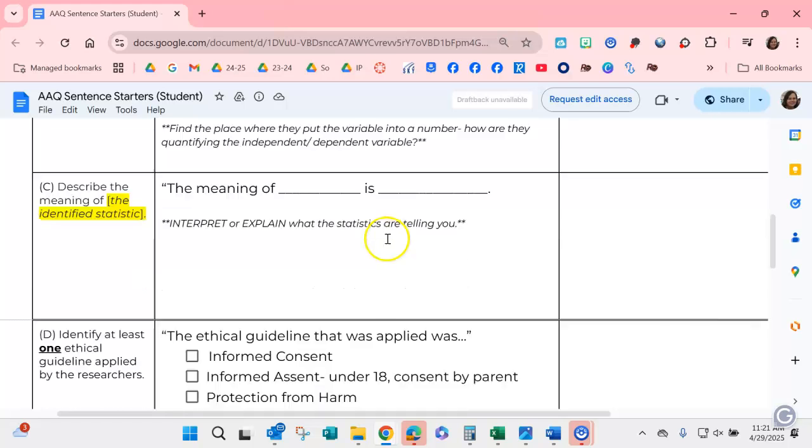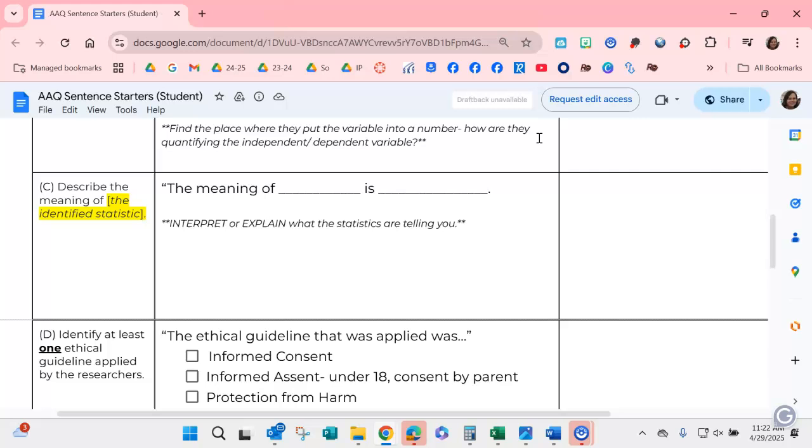The identified statistic one. So this one, it helps to do a definition even if it doesn't actually require it. So let's say they ask, what is the meaning of the mean for hours of sleep in this study? So you could say the meaning of mean is the total number of hours students slept divided by the number of students they studied. And in this study, this many students slept an average of 7 hours a night, whereas the kids who started school earlier slept an average of 5 hours a night. So say, what is that statistic? What does it mean? And then relate it to the study. So interpret or explain what the statistics are telling you.